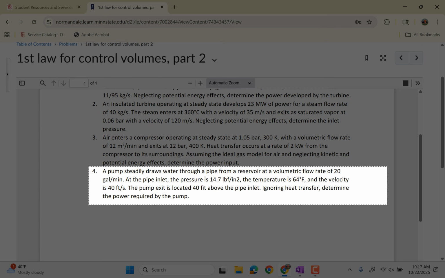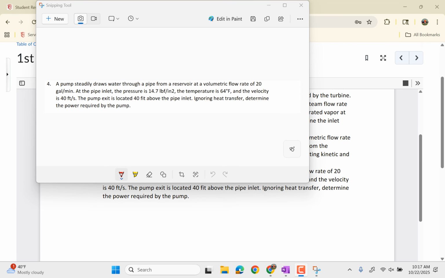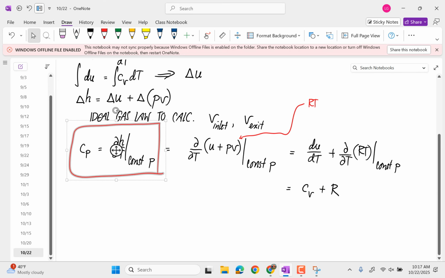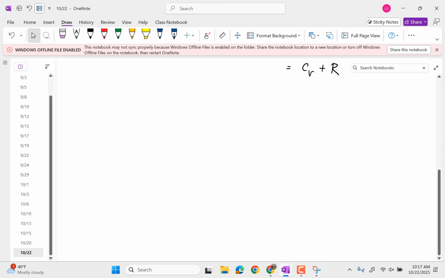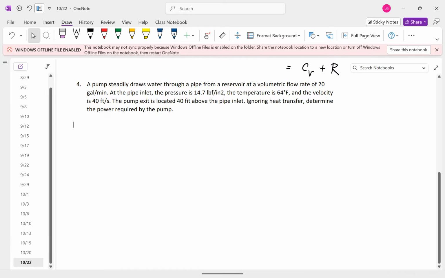But if it's a pump and it doesn't say what's at the outlet, it just says that the outlet is 40 feet above, unless it's different conditions, can we assume that it doesn't change if it doesn't give us an enthalpy change thing? Yes. Right, you're assuming that the atmospheric pressure and temperature are the same because it's both just outside.